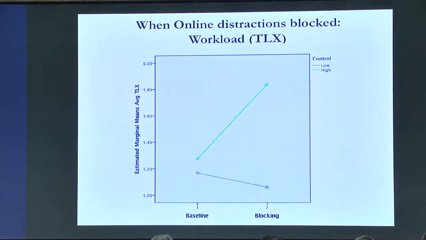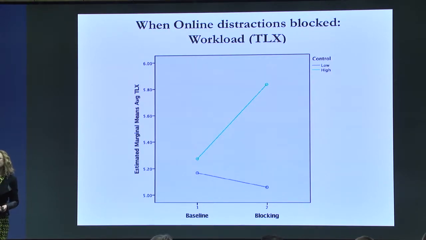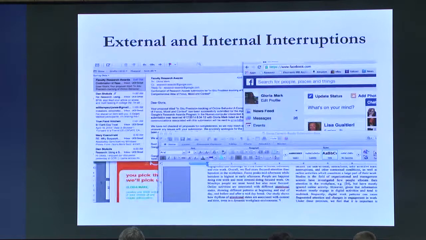But why in the world would people who are high in control, why would it increase their workload? Here's why. We did interviews, and it turns out that these people just didn't take breaks. They were conscientious people. They didn't have online distractions where they could take a quick break. They worked straight through, so they didn't take physical breaks. Everyone in general assessed themselves as being more productive.